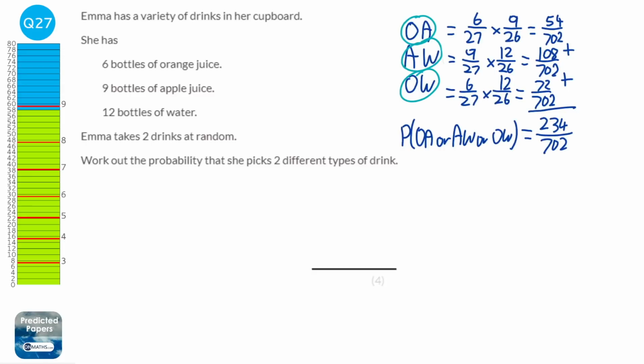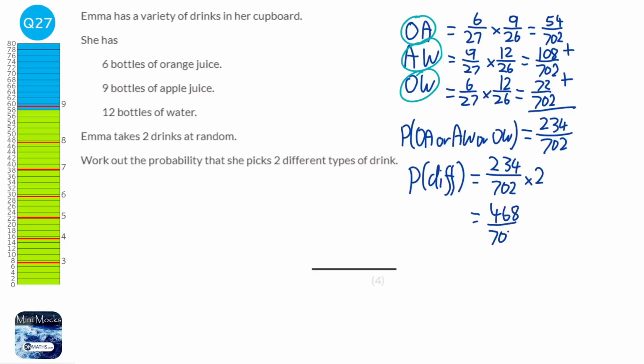Now, I said we would deal with the reverse situations now. I'm going to deal with that now. And as I said, OA is going to be equal to AO, AW is equal to WA, and OW is equal to WO. So all we need to do to find the probability that the drinks are different is get the 234 over 702 and just double it. And we can do that by just doubling the numerator. So 468 over 702. That cancels down to 2/3. So there is a 2/3 chance that the drinks will be different.